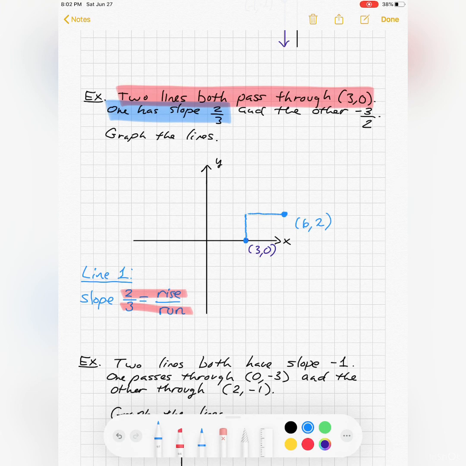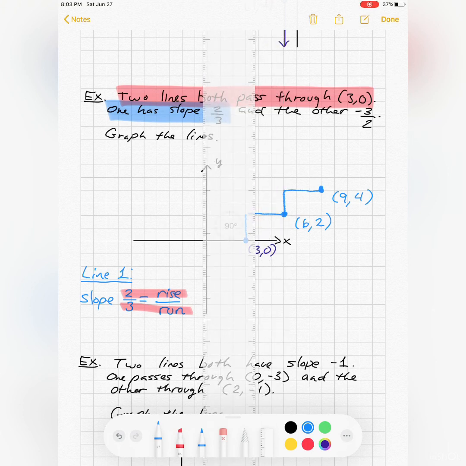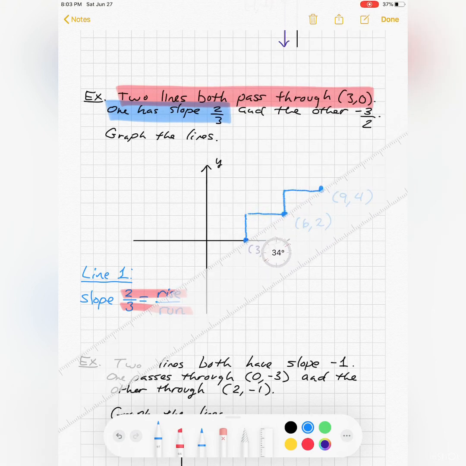Okay, could keep going. So let's see, my rise is 2, my run is 3. Here's the next point. So starting at 6, I've gone right 3, I've gone up 2. There's my line number 1 then.